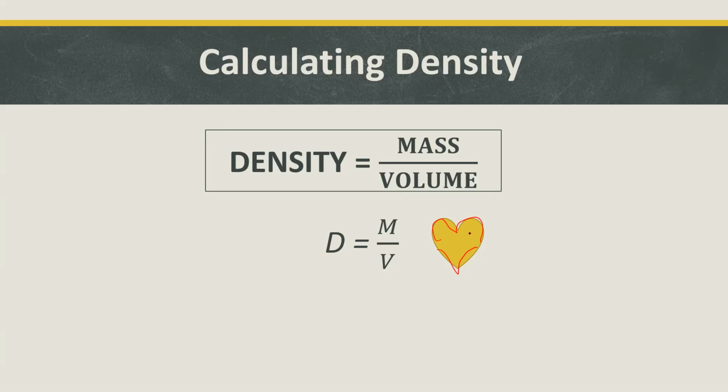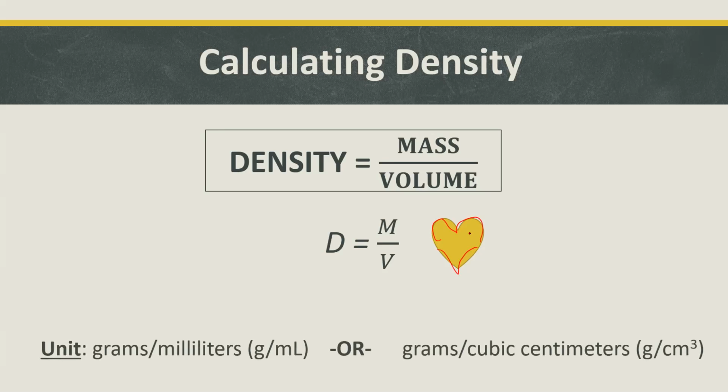So, mass over volume. There are 2 different common units for density. The first is grams over milliliters, abbreviated g/mL. Or you could also have grams over cubic centimeters, g/cm³, or to the 3rd power. The mass is always going to be in grams. It just depends on the volume measurement units as to which one of these you use.